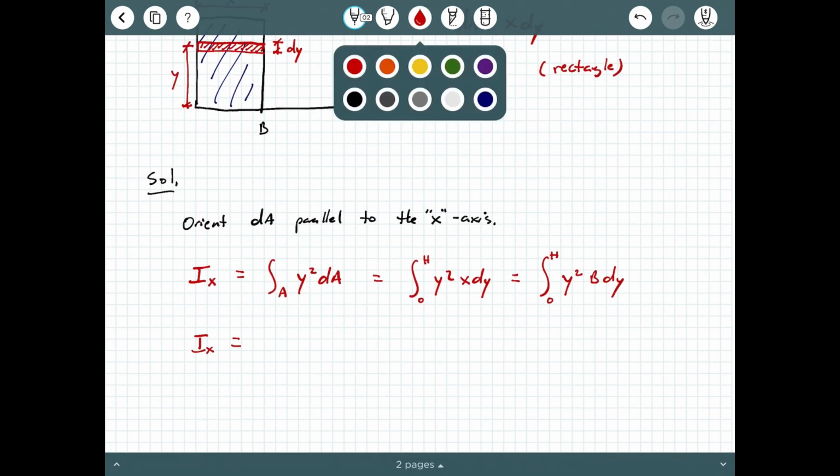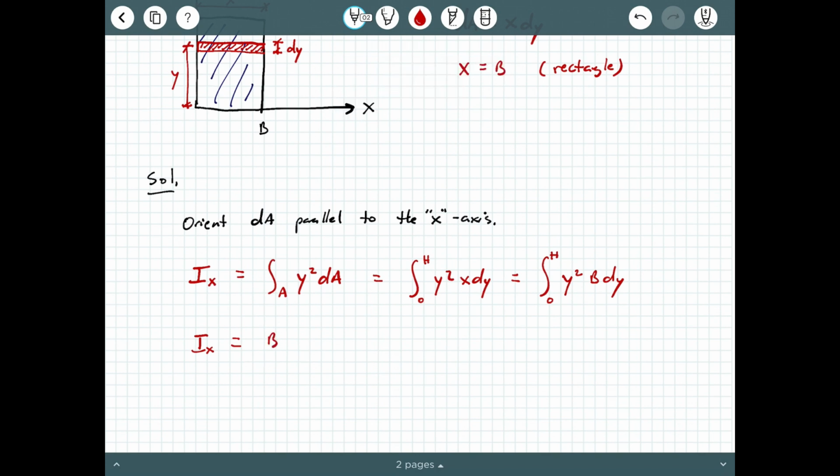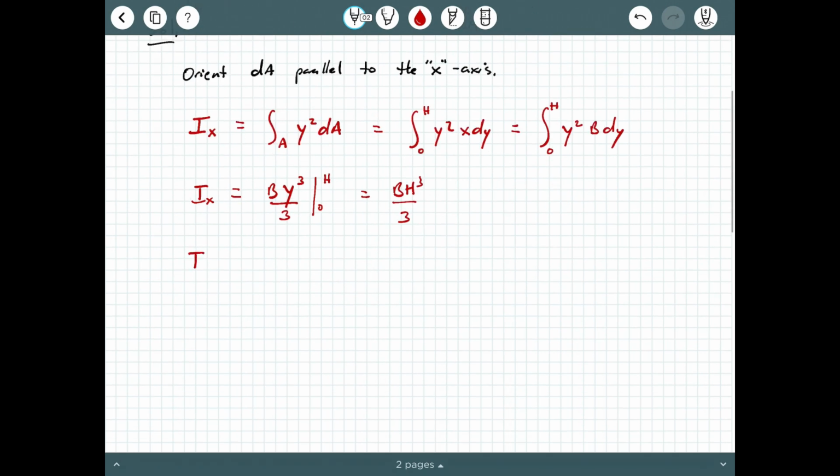So we're ready to integrate this now, and b is constant, of course, and we're going to get b times y cubed over 3 evaluated from 0 to h, and so we're going to end up with bh cubed over 3, and that's our final answer. I sub x is bh cubed over 3, where x is a horizontal axis at the rectangle base. And that's it.